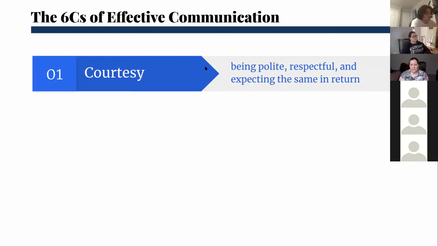So courtesy is the first one. I don't have them in any particular order, but they kind of go hand in hand with each other, and they're kind of repetitive, and that's just the nature of it. But courtesy is that notion of being polite and respectful and expecting politeness and respect in return.